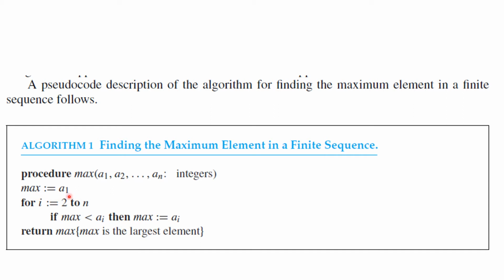The value a1, which is the first integer in the sequence, is assigned to max, and for i equaling 2 to n, you check, and if the max is less than ai, the next one you're doing, whatever value i is, then you assign ai to be the max. You do that over and over again until you've done all of them, and then you return the max, and max is the largest element in that set. So this is an example of an algorithm that is coded in pseudocode.